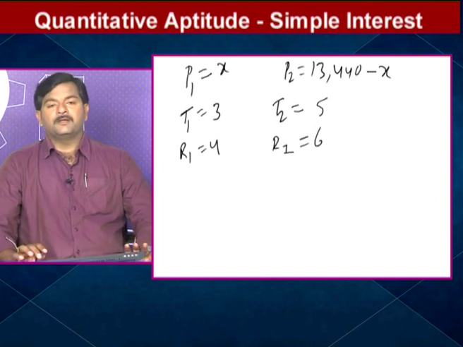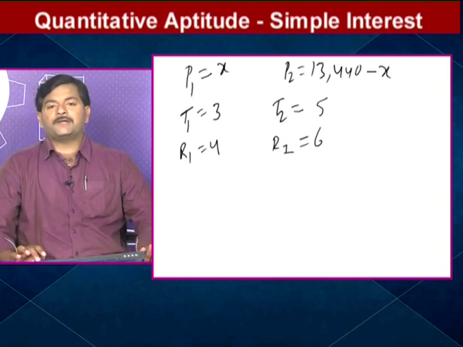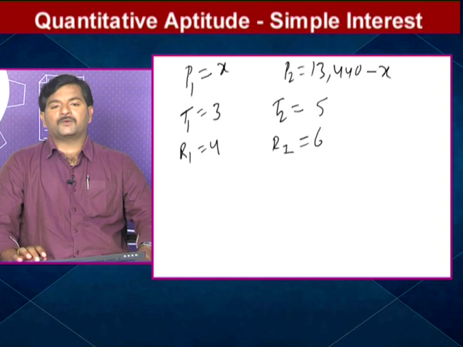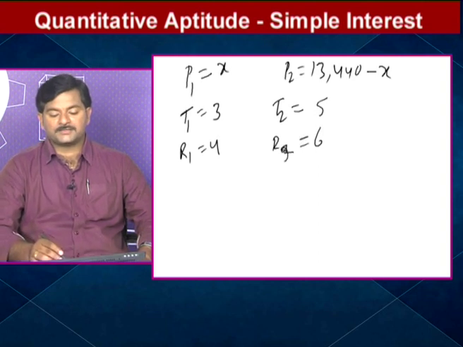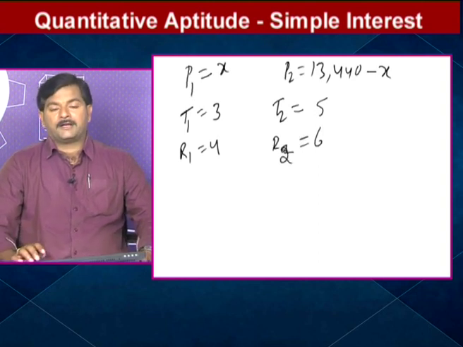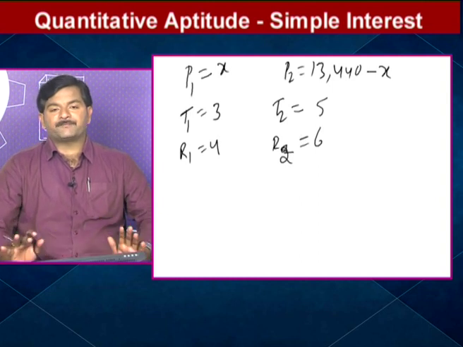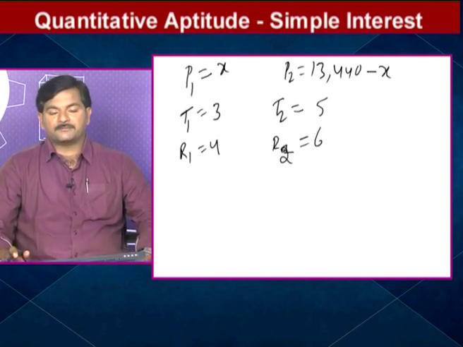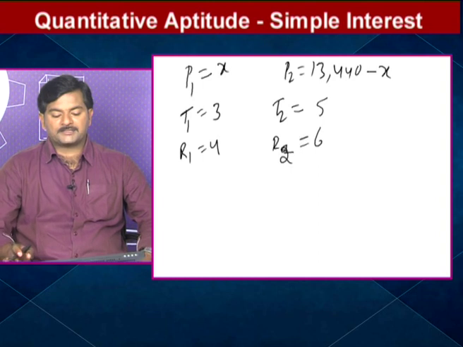I repeat the question. P1 is X, let's say P2 is 13,440 minus X. T1 is 3 years, R1 is 4%. T2 is 5, R2 is 6%. And he only given the interest is same. So equating interest in both the cases.